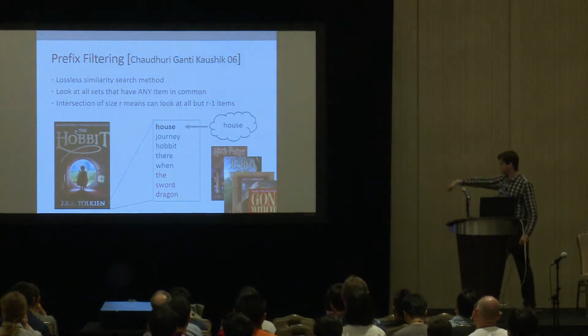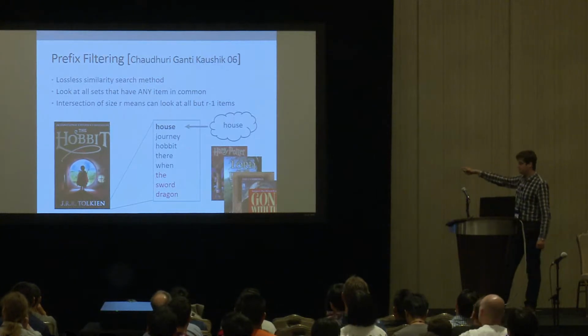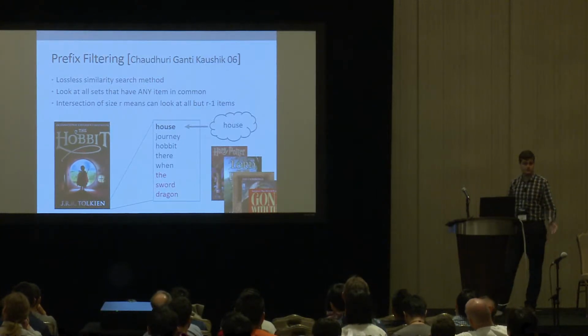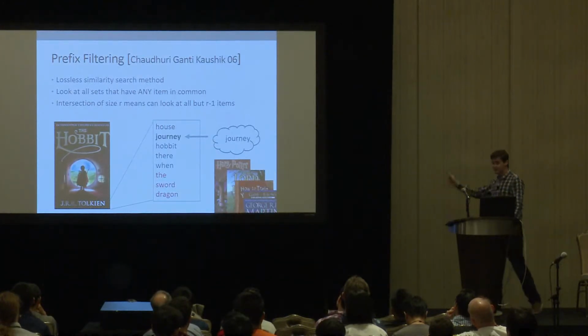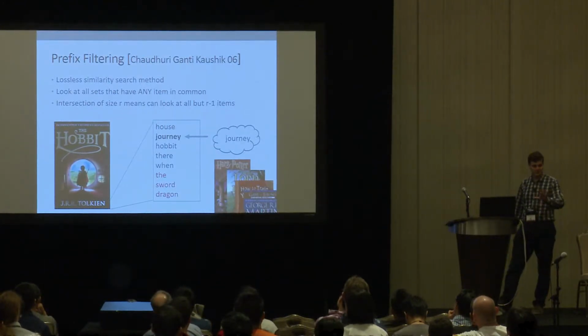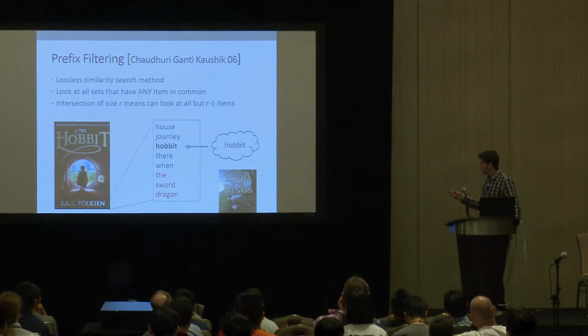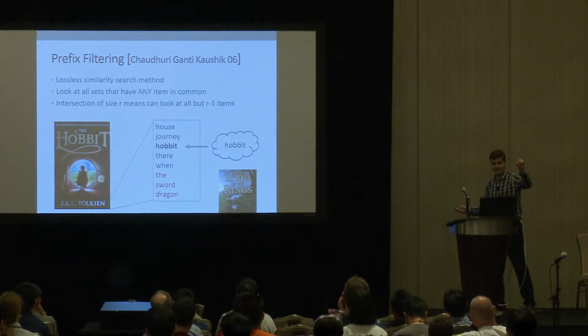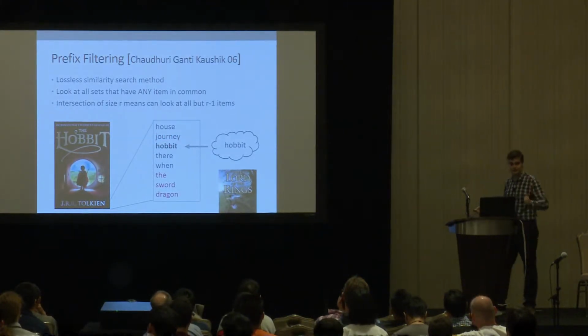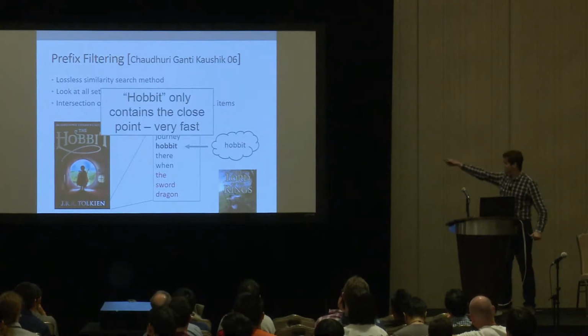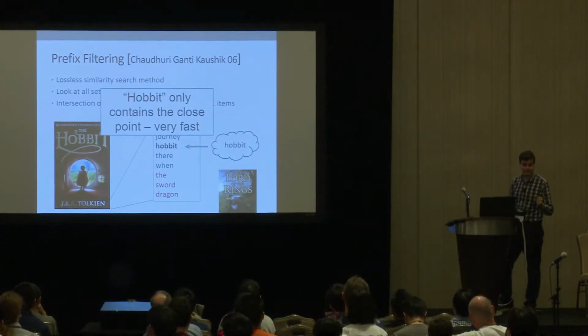So we go through my list of words in The Hobbit. I look at house. I find all of the books which have the word house in it. That's going to take some time. Journey, I look through all of the books that have journey. That one's not as bad. I look through Hobbit. One book has the word Hobbit in it. That's very good, very fast. And in fact, it only contains the close point. That's really good for us.